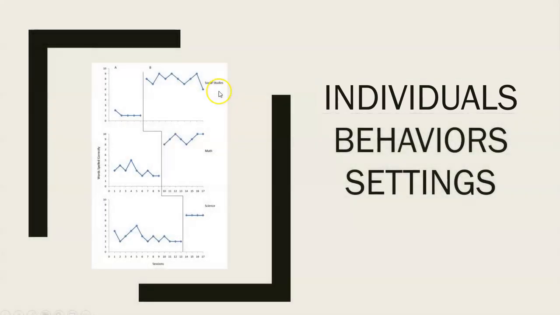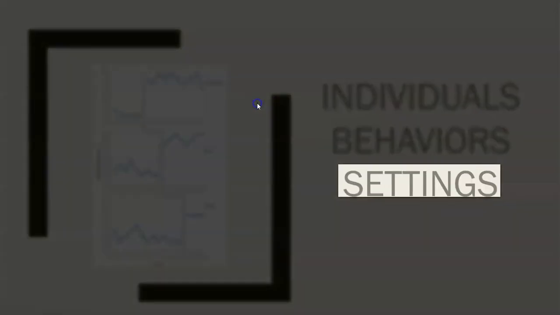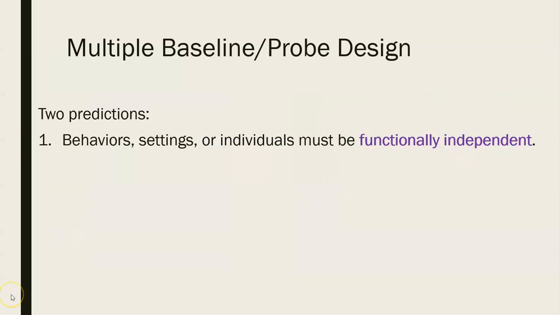Let's look at this graphic. Here we have the same dependent variable again. However, we're not noting different individuals. These are different classes or settings that the one individual is in. So social studies, math, and science. So this would be a multiple baseline design across settings.